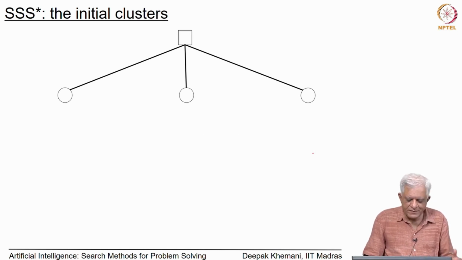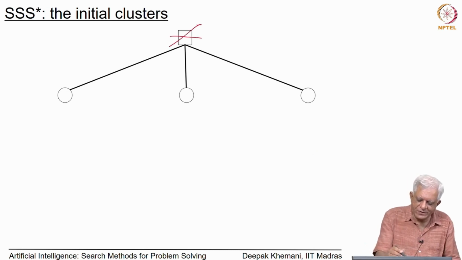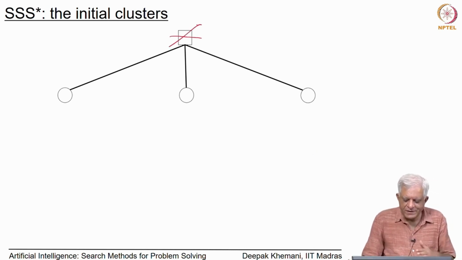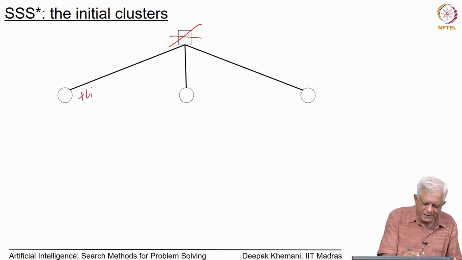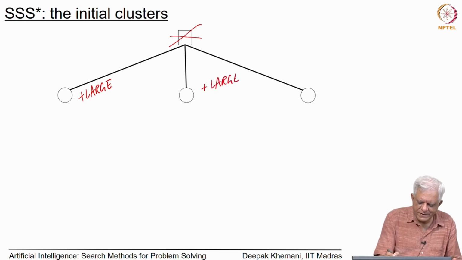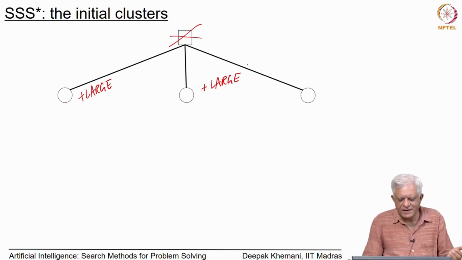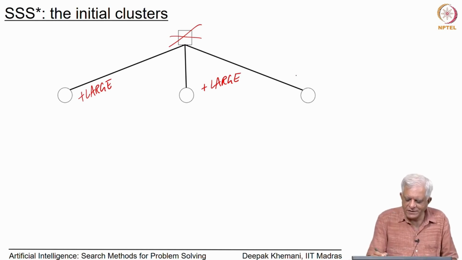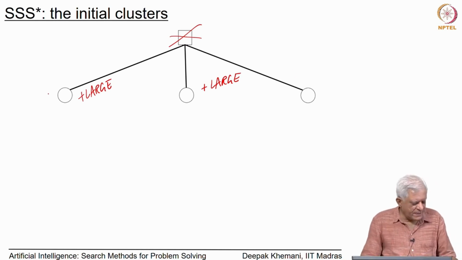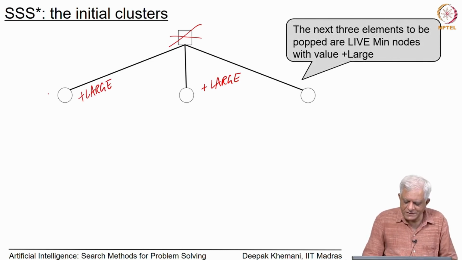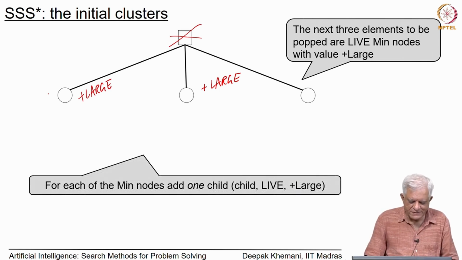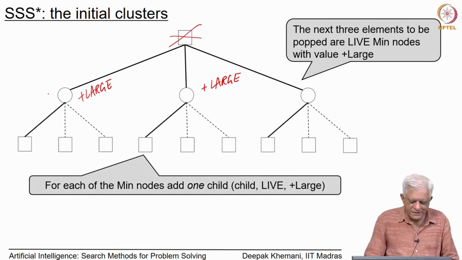At the next level, because we are looking at min nodes, we will pop these 3. So, by the time we have finished the first stage, the root has gone out of our priority queue. So, only these 3 nodes remain, each of them has a value of plus large. It does not matter which one we pick, but most implementations will treat a priority queue with equal values as first in first out. So, the first one will get extracted first, and for each of these children we will add one child with a value of plus large essentially. So, remember that is how we construct the initial clusters.